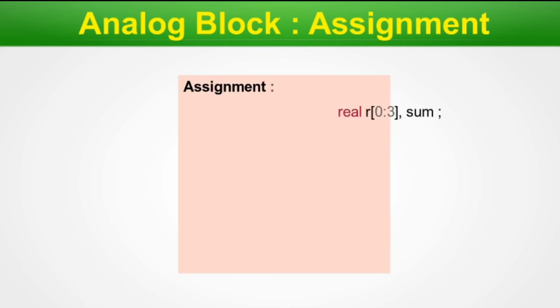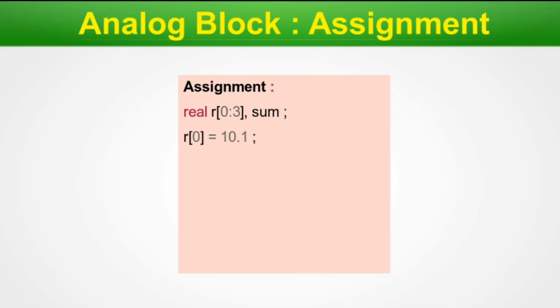Let's move on to the next topic, assignment. Let's see how we can assign something here. We have defined two variables. One is R, which is an array of real numbers from 0 up to 3, and sum is a single, scalar real number.